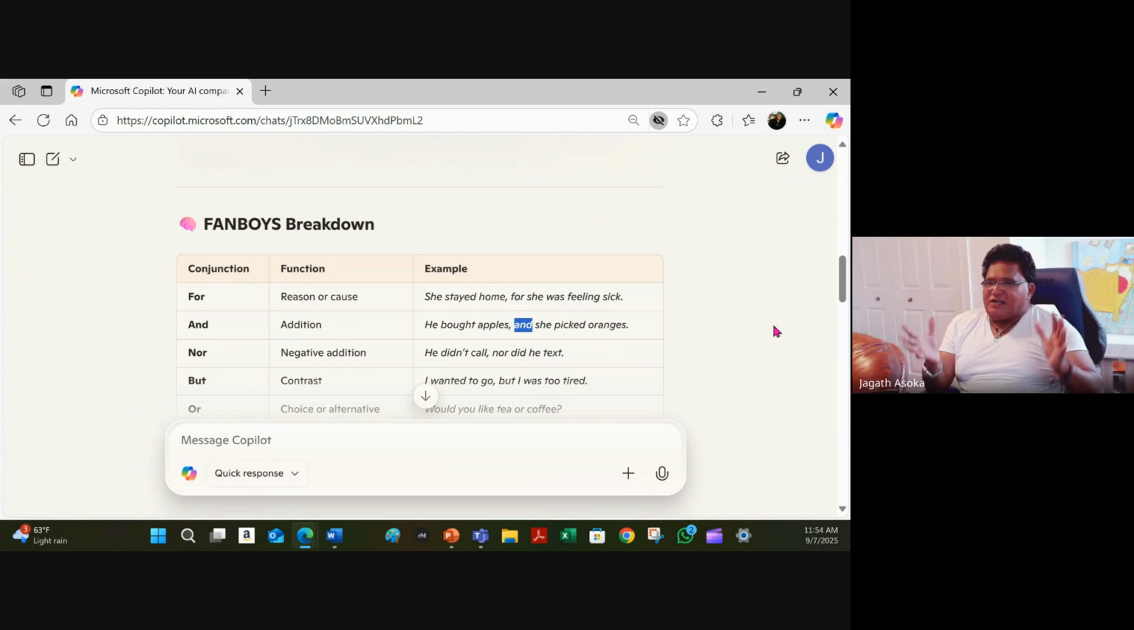Basic idea is if you have two independent clauses or two full sentences, if you want to combine them using and, you have to use a comma and a coordinating conjunction.